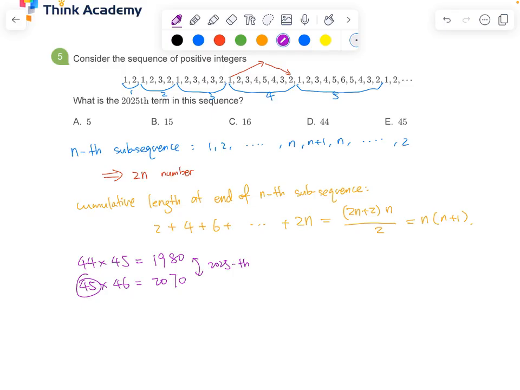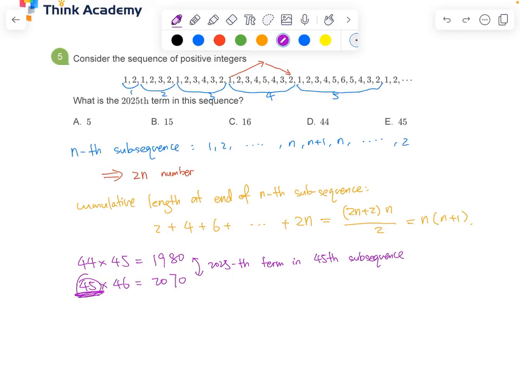Okay, the 2025th term is in the 45th subsequence, because I can see that 45 is the first number such that n times n plus 1 is larger than or equal to 2025. Okay.